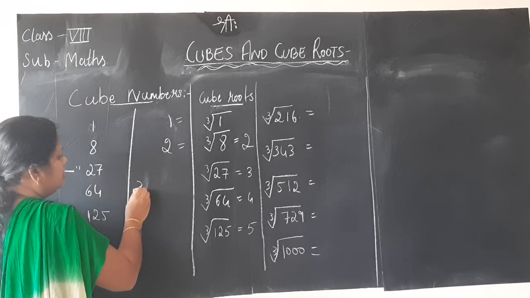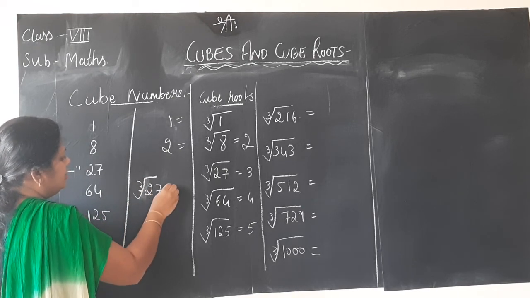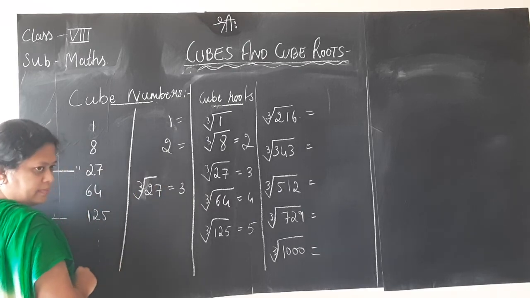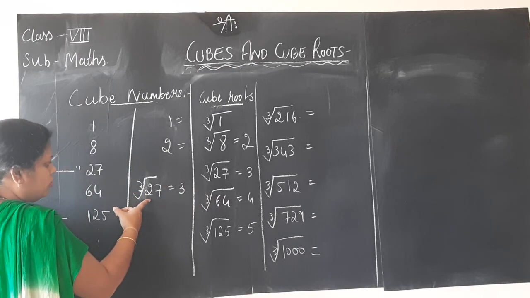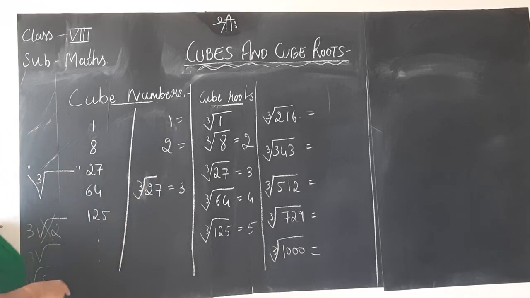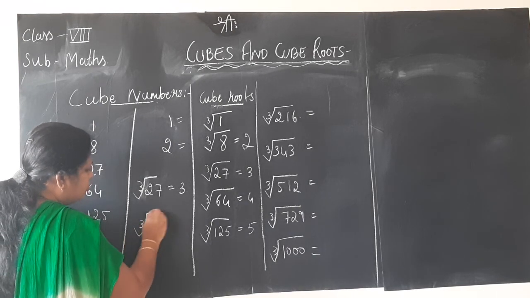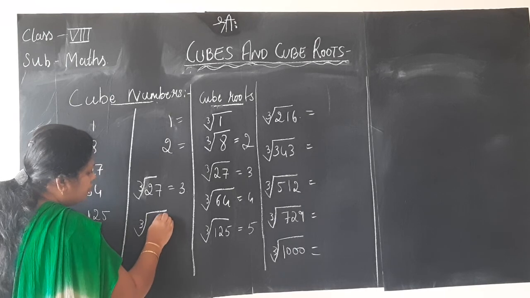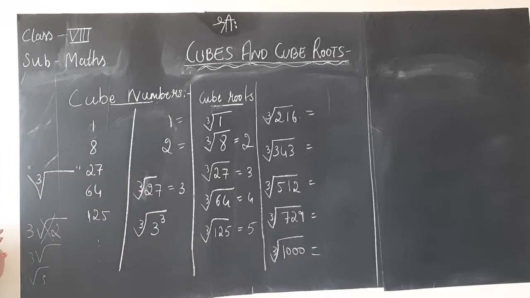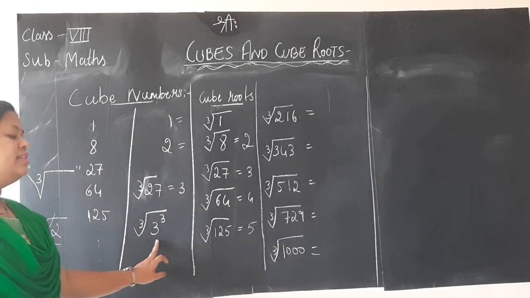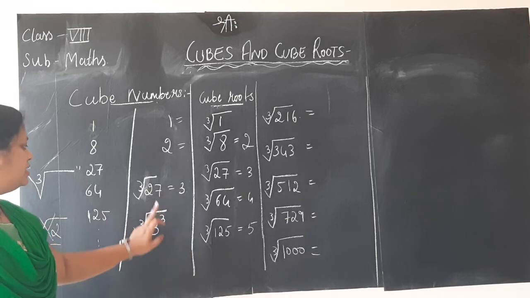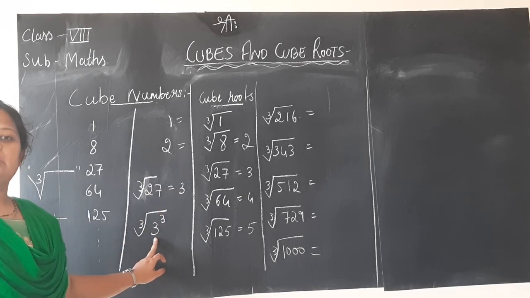say cube root of 27 is equal to 3. Now we know that 27 is a perfect cube of 3, isn't it, children? So instead of 27, what I can write is 3 cube. I can replace this number 27 by 3 cube.